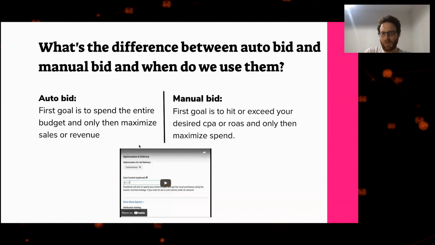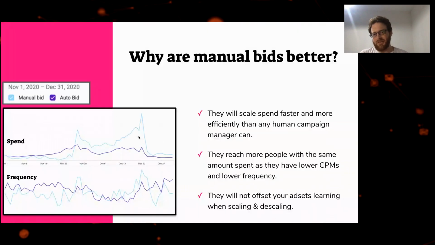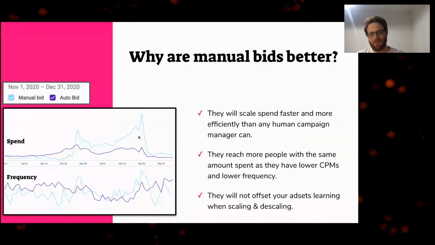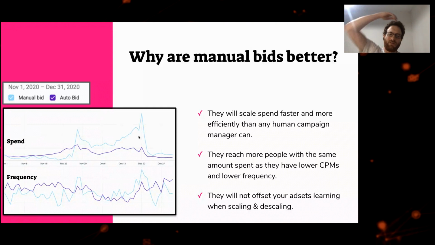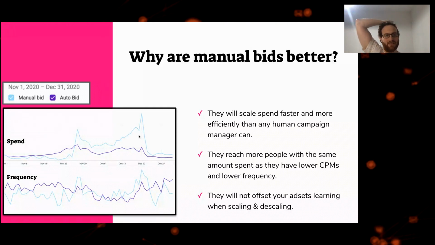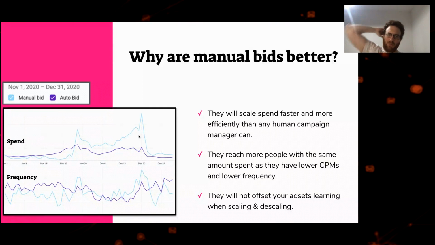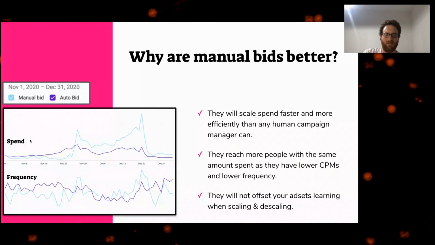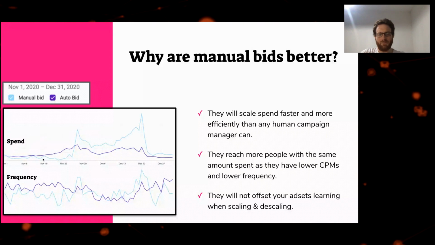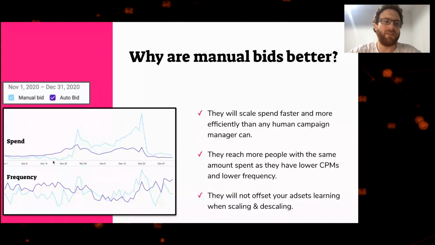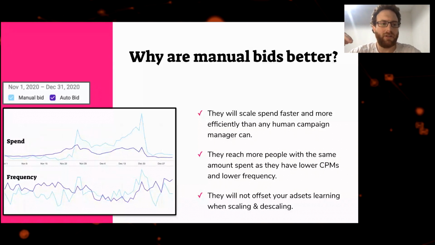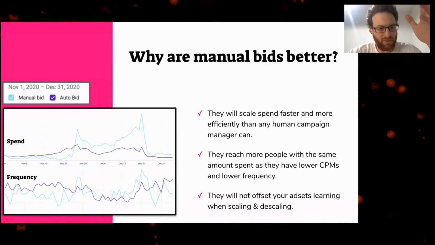Now, what I suggest is setting manual bids with very, very high budgets in order to scale more effectively. To make the point, I want to show you Mixtiles' performance last year, Q4, November and December. On the top panel, we have the spend. On the lower panel, we have frequency. The purple line is our auto bids, and the blue line is our manual bids. Last year, we had a nice case study because we split our account. We had half the campaigns running with manual bids and half running with auto bids.